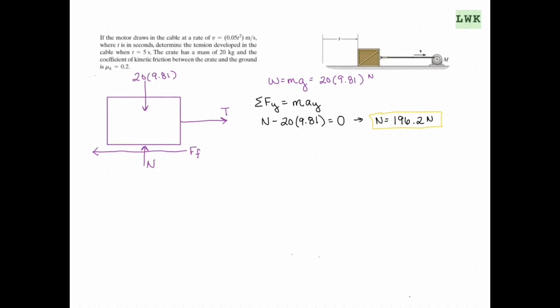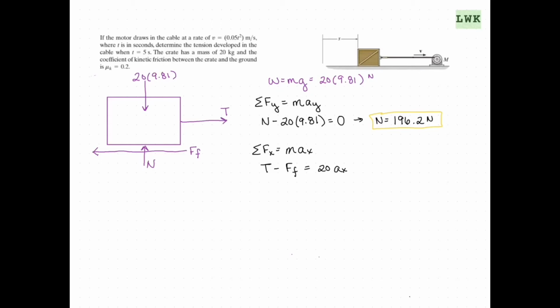Now let's try the sum of the forces in the x, which is going to be equal to mass times acceleration in the x. So what are our forces in the x? We have our positive tension force, and we're going to subtract our friction force, equals our mass times our acceleration, so 20 times a_x. We're going to have to solve for our acceleration in the x as well as our friction.